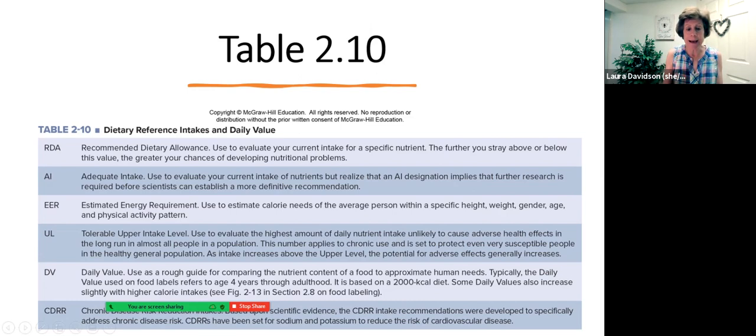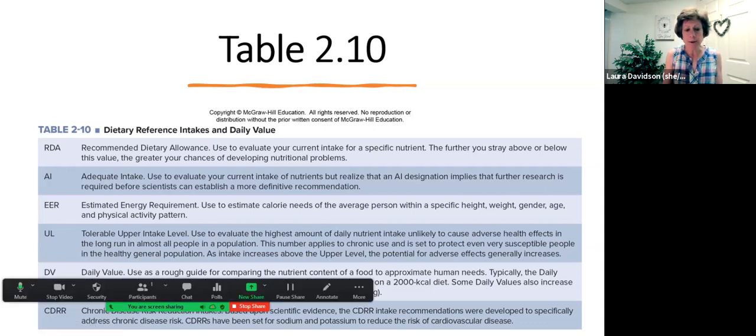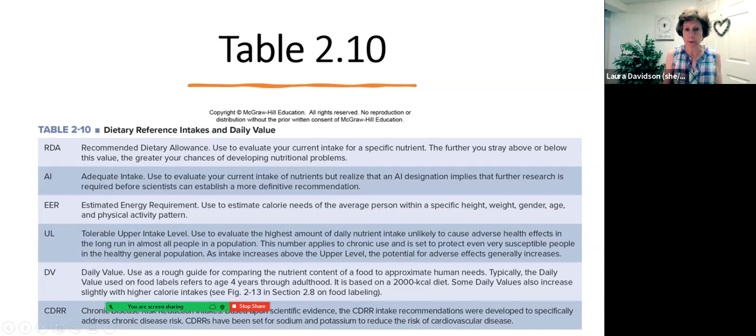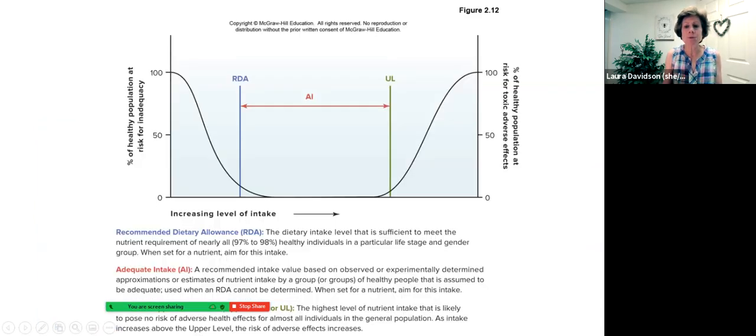The UL establishes when you are reaching a level where toxicities show up. So you might be getting too much. And the daily value we'll talk about with regards to food labels. So this is really, really important. So I want to take a minute here. The RDA is the recommendation for the intake of a specific nutrient, and it covers the need of almost everyone, okay, 97 to 98%.